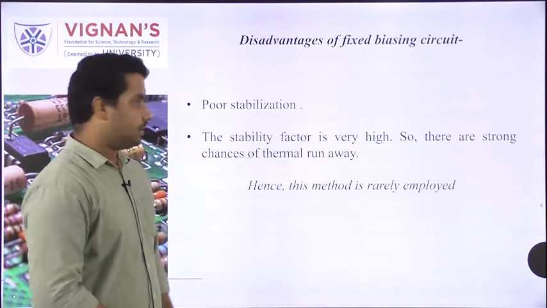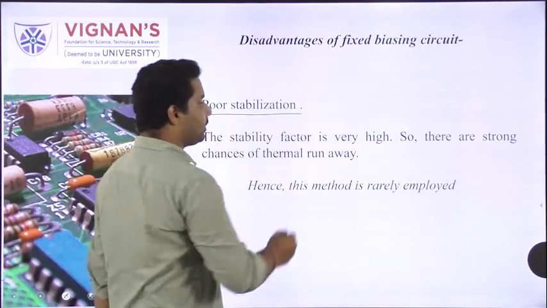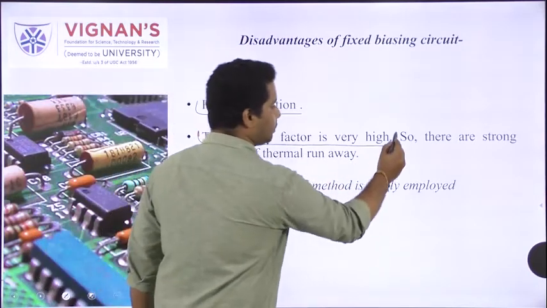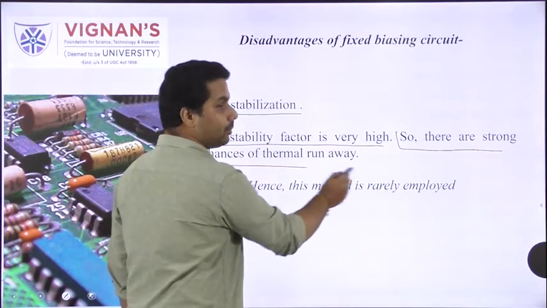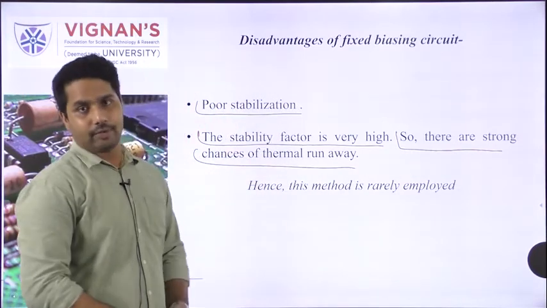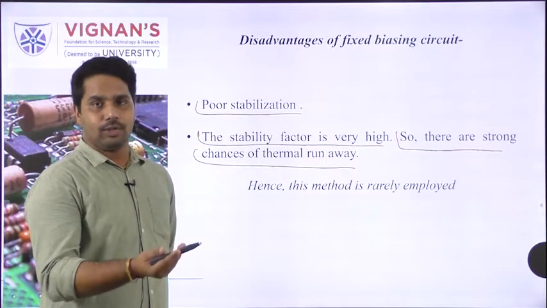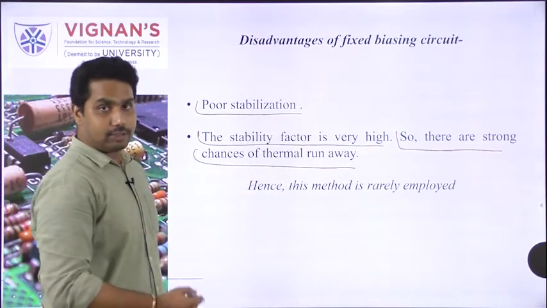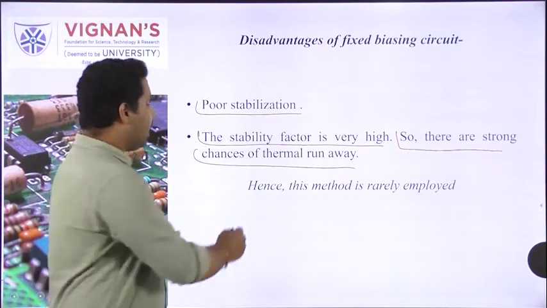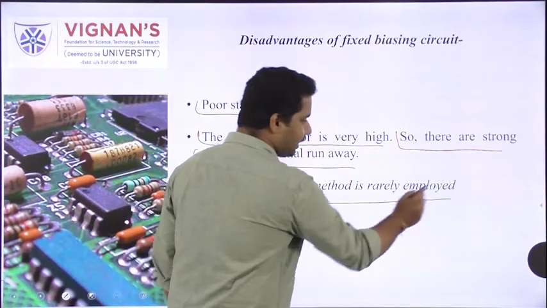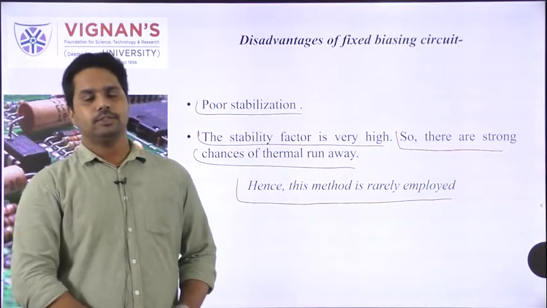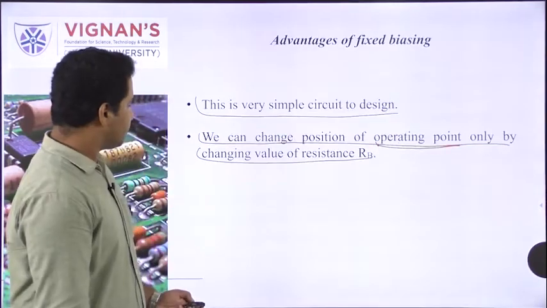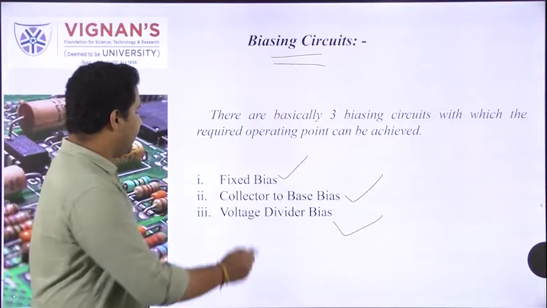And the drawbacks, let us see. Poor stabilization. Why poor stabilization? The stability factor is very high. So there are strong chances of thermal runaway. We have already discussed thermal runaway. Since the stability factor is more, thermal stability won't be achieved much, so the possibility of thermal runaway is more in the fixed bias circuit. Because of this, it is very rarely employed. So that's about our fixed bias circuit. That was the first circuit.